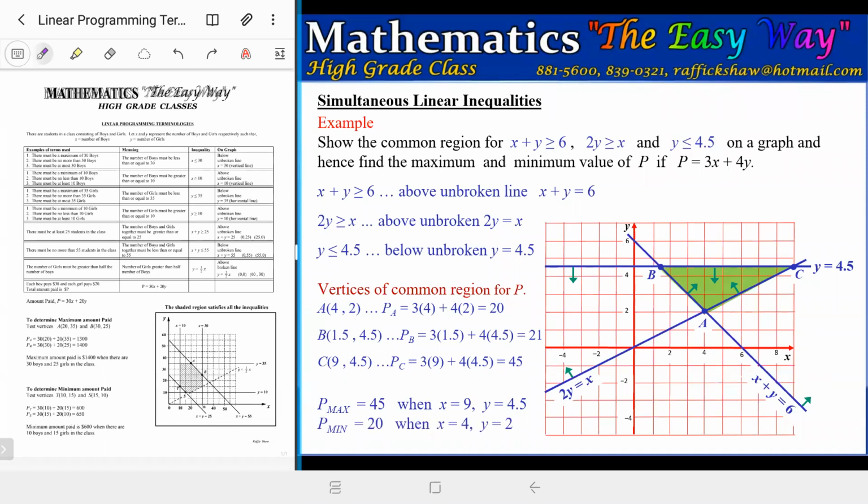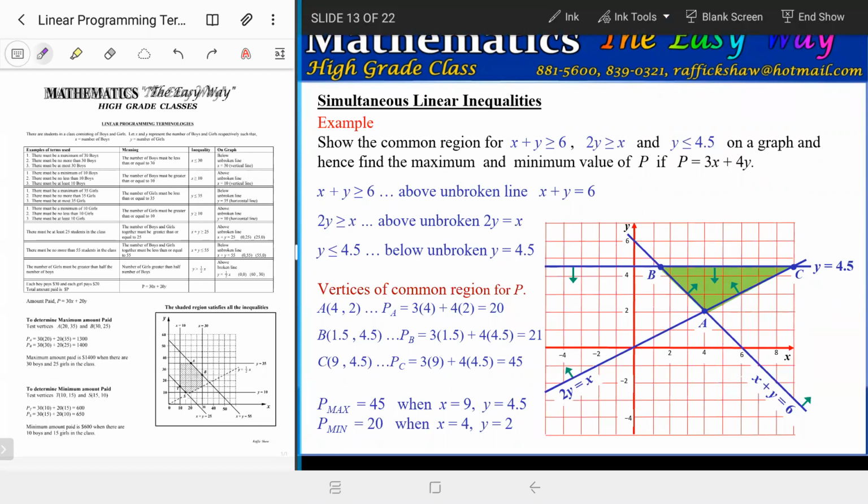If I just randomly choose a point inside the region, it's going to be higher than the 20 and less than the 45 if I work out P for another point inside the region. Because the 20 is the minimum and the 45 is the maximum. Let's say we choose this point 4, 4, and call it point D. Then the P at D would be 3 times 4 plus 4 times 4. D is a point 4, 4 on the graph, which is inside the region. It's not going to give you the maximum. It's not going to give you the minimum.